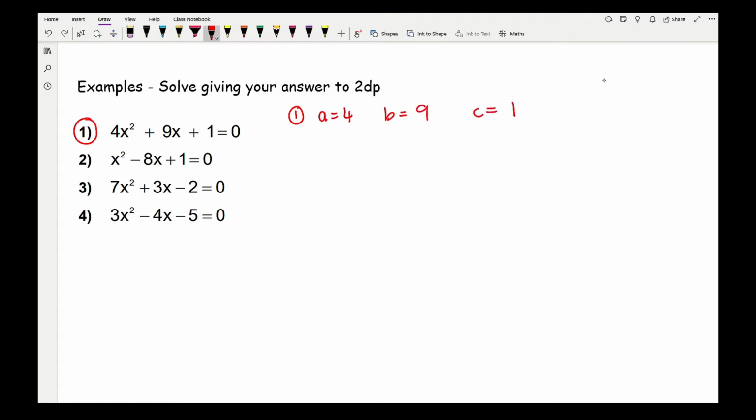Now each of those values are positive because I've got pluses all the way through, so I don't really need to write plus. It might get a little bit confusing otherwise. Only basically specify if they're negative.